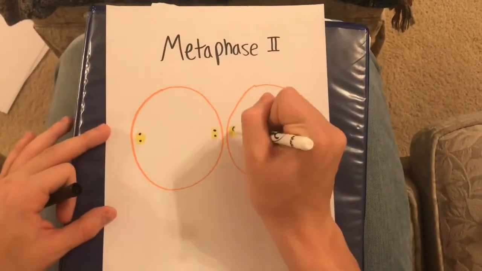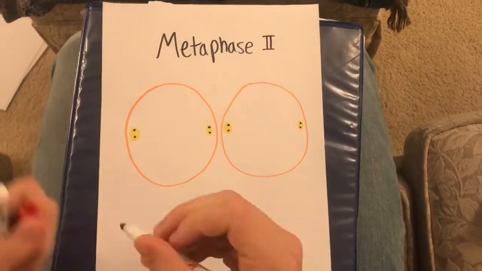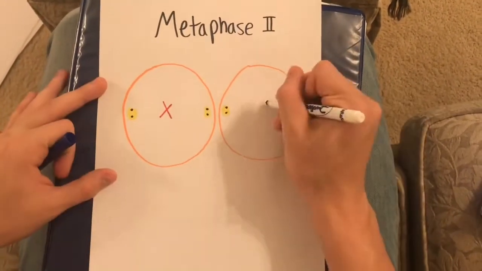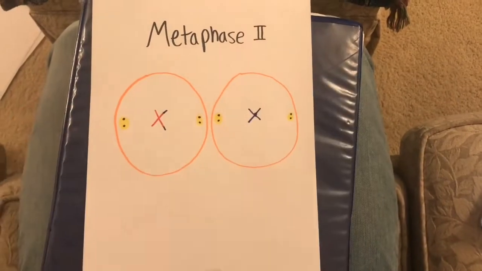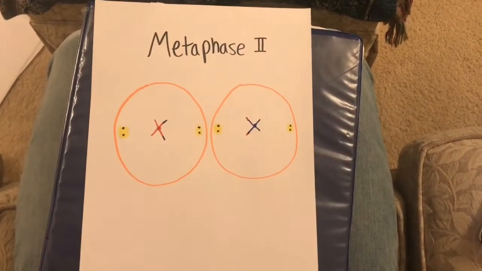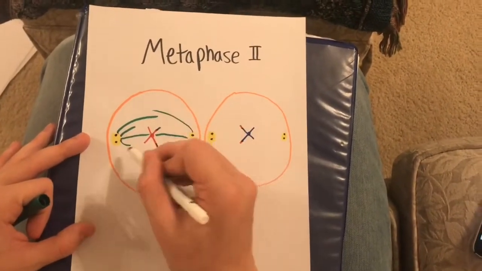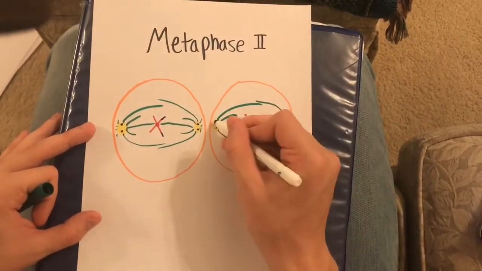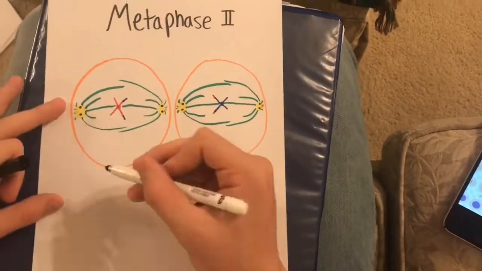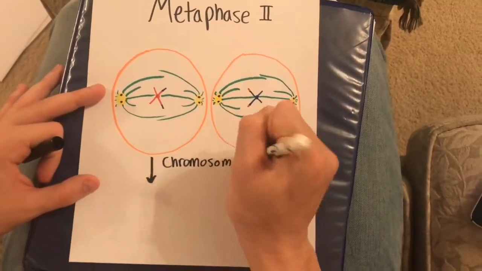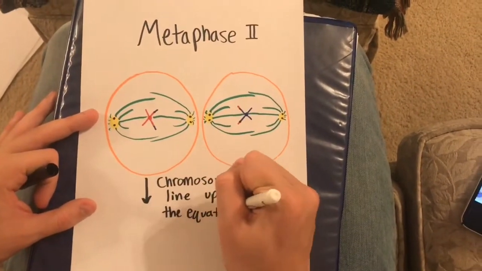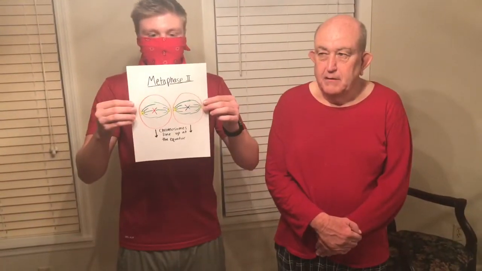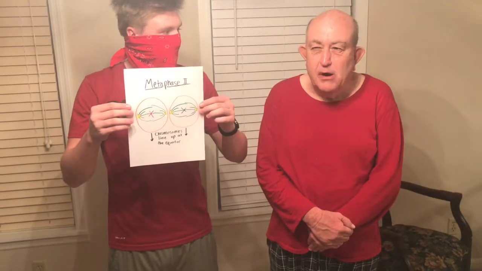Spermatogenesis is the process of forming sperm cells by meiosis in specialized organs known as gonads. During metaphase 2, chromosomes line up at the equator. This is metaphase 2. I learned about this a long time ago.